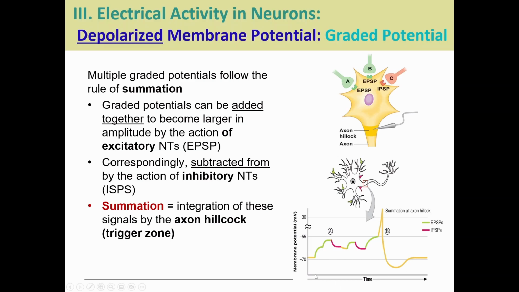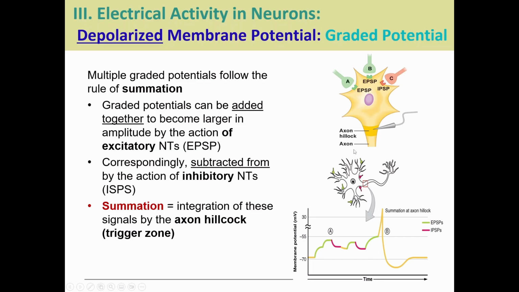So if we look here, over time, we see here's our baseline. We have a couple of excitatories, an inhibitory, an excitatory, an inhibitory, an excitatory, and we pass the threshold. Now we can go through our action potential as we look at the axon hillock, because that's what matters. That's what's going to decide if we stay here or we pass down to the axon.